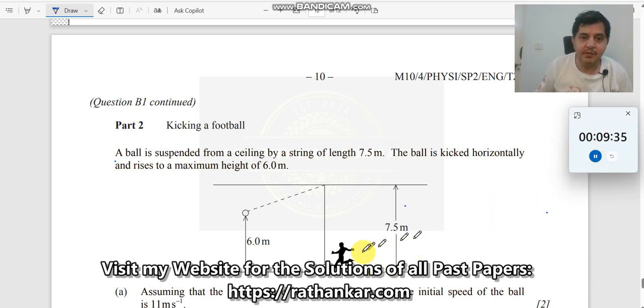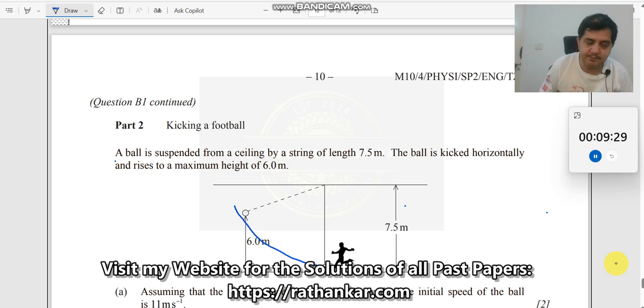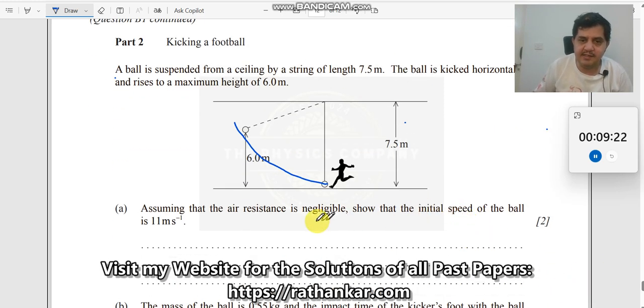So you are hitting the football from here, and as a result, it rises. How does it rise? It rises like this over here, which means it's describing a circular motion like this, and it goes to stop. Now what is this asking? Assuming the air resistance is negligible, show that the initial speed of the ball is 11 meter per second.